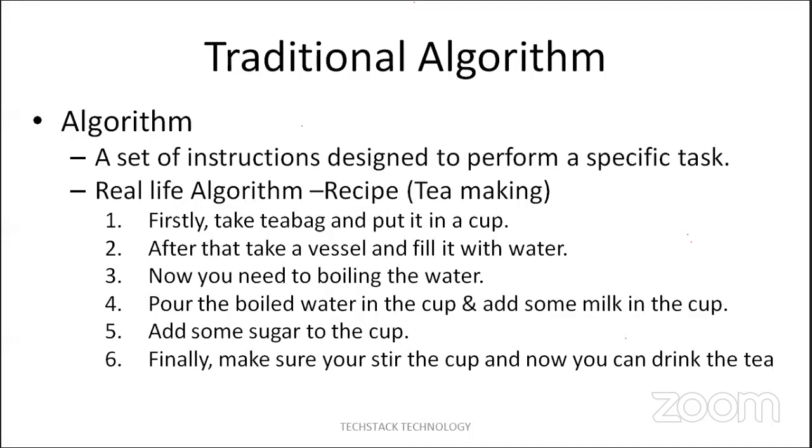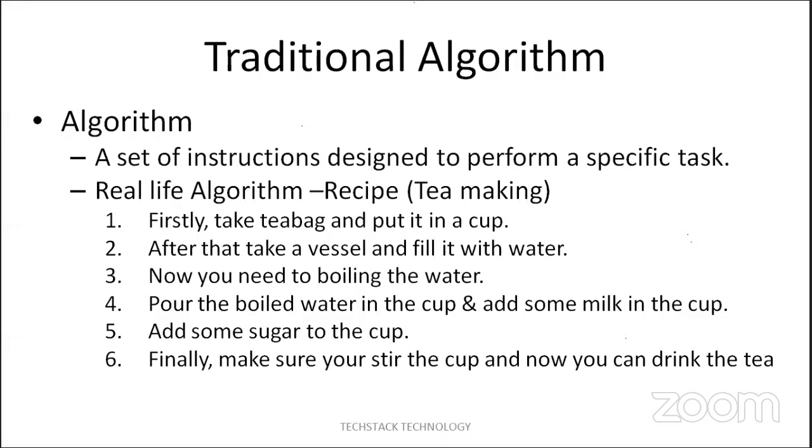For example, in real life, a lot of algorithms are implemented by us. One of them: suppose you are making tea. We follow these steps, right? First, we take the tea bag and put it in the cup, and after that, we fill the vessel with water, and we heat the water, and then we pour the boiled water into the cup and add the milk and add some sugar. Finally, we stir well and make the tea, right? These are the steps, the set of instructions, to make a tea recipe. So if we follow those instructions, we get good tea.